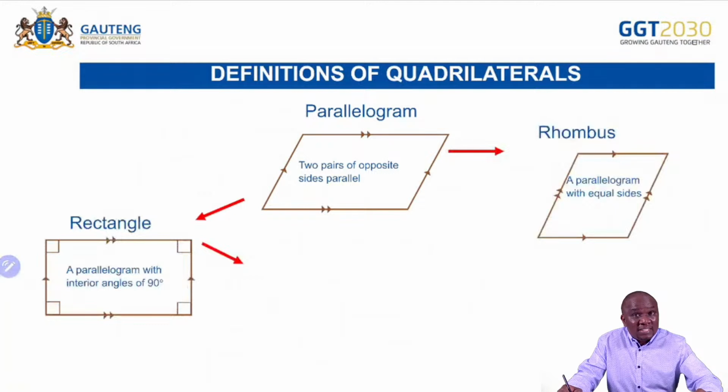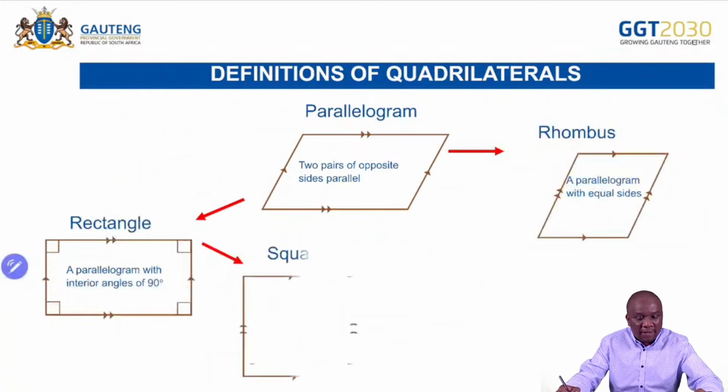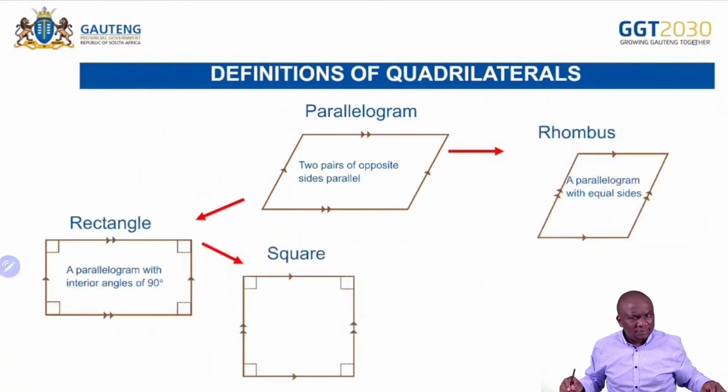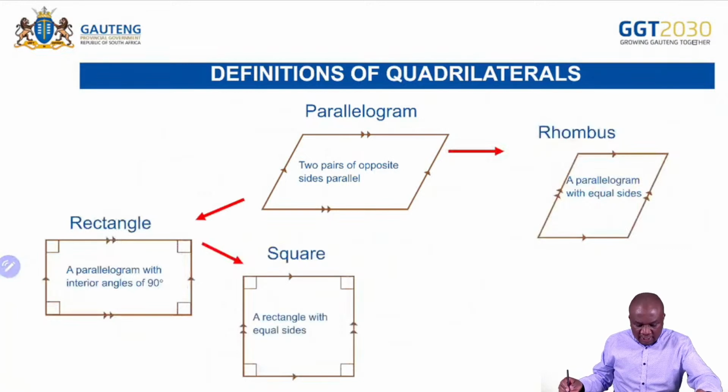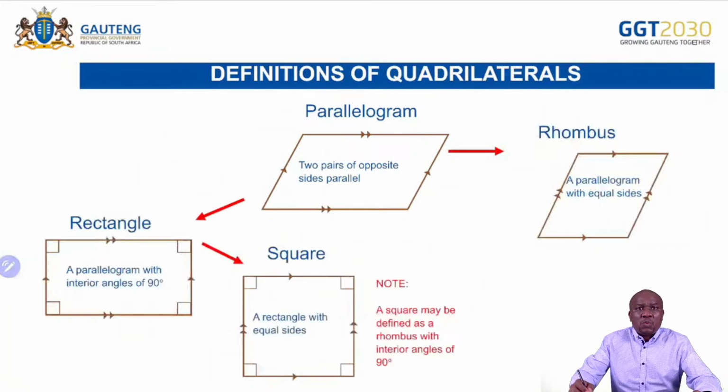And then still under rectangle, we have the square. A square is a rectangle. Why? Because each interior angle is 90 degrees. So it is a rectangle, which is also a parallelogram. Okay, so now a rectangle with equal sides, and a square can also be defined as a rhombus because it is a parallelogram with equal sides.